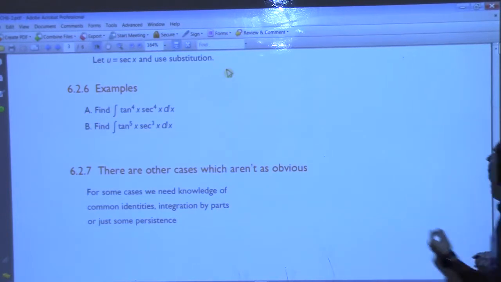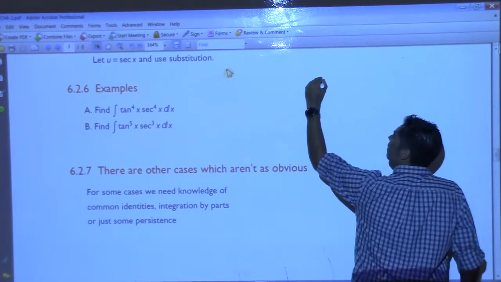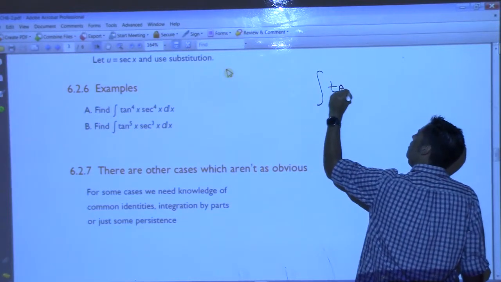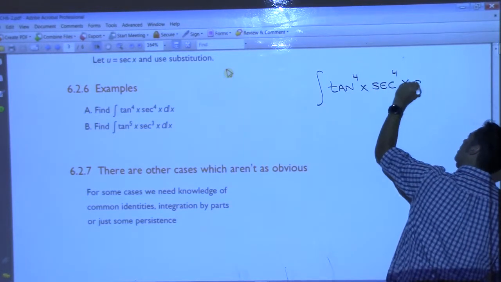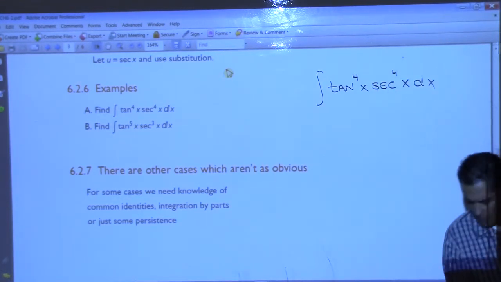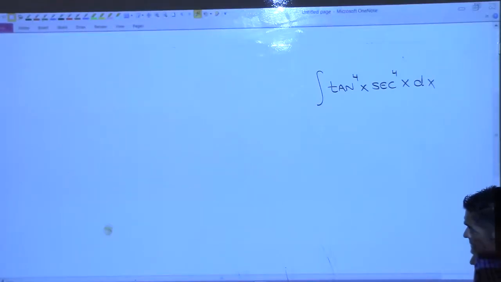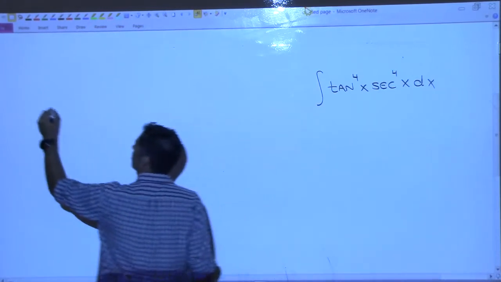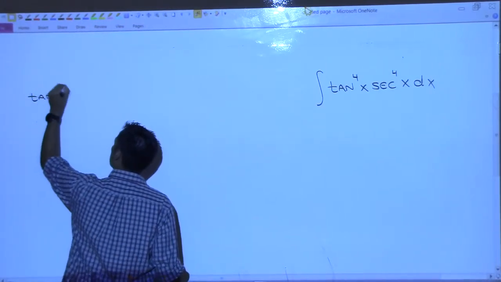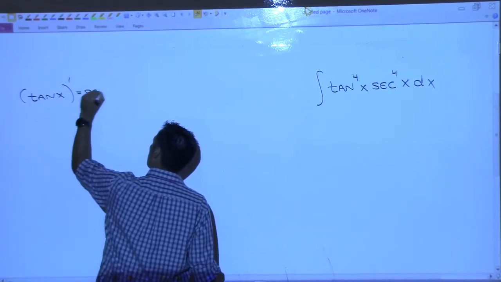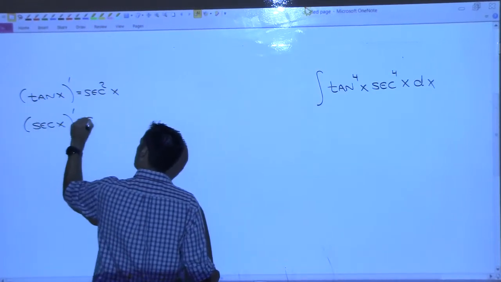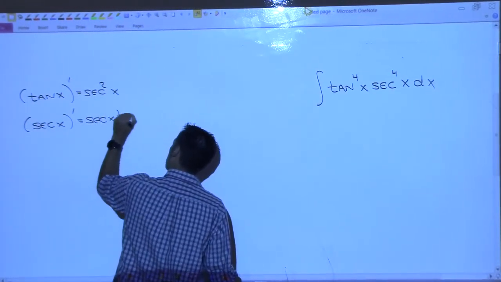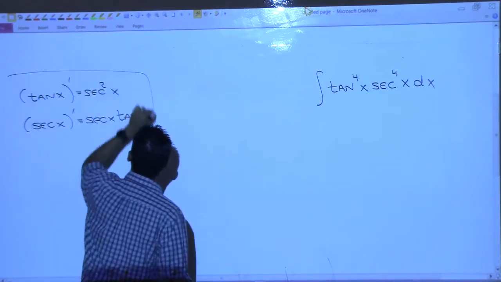First one is the integral of tangent to the fourth x secant to the fourth x dx. All right. So let's do this. Now let's remember a couple of things. We already know that the derivative of tangent is what? What's the derivative of tangent? Secant squared x, right? And then what's the derivative of secant? Secant x tangent x. Okay, so those are things we know.